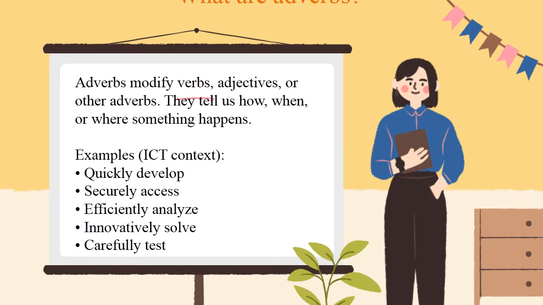These are some examples. They can be used in an ICT context, and these are powerful words that can help you to describe the manner in which an ICT task is performed, which is crucial in technical explanations and procedures. That is to say, it is important to describe the action, the process, or a task in the ICT field.